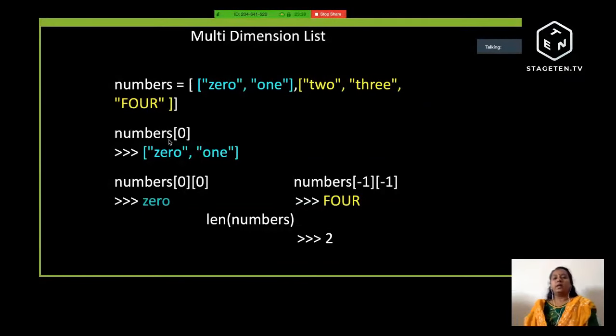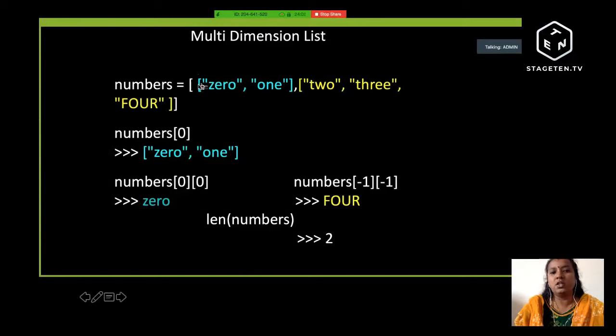There are 2 types of arrays: one is single dimension, another one is multi-dimension. For this, here I have given an example list which has 2 dimensions. In the first, there are 2 lists in the list called number. These 2 are the sublists of the number list.